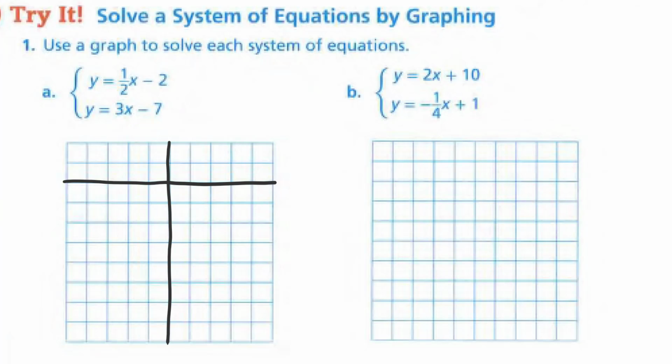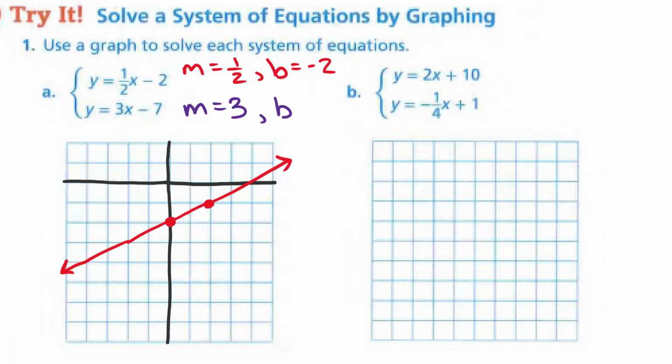For our first equation, our slope, m, is positive 1/2, and our y-intercept, b, is -2. So we're going to start at our intercept, -2, and then use our slope to go up 1 and over 2. And then we'll connect. For our second line, our slope will be 3, and the y-intercept will be -7. So we're going down to -7, and then our slope 3, again, we could write that as 3 over 1. So I'm going to go up 3 over 1.